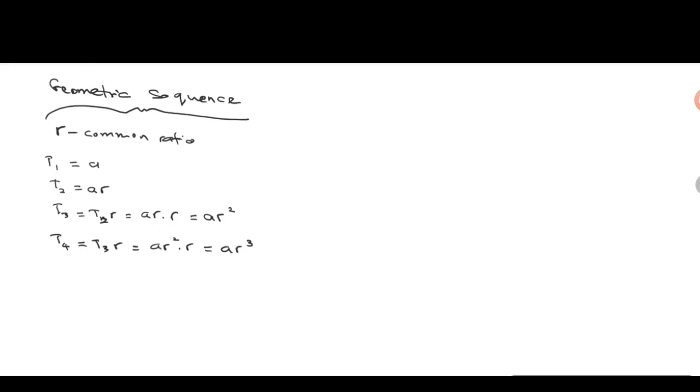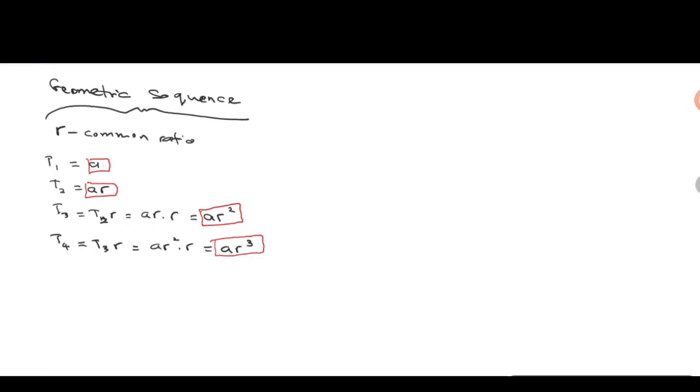Okay, as we can see here, in the first term we have a. The second term is ar. The third term is ar squared. And the fourth term is ar cubed. Let's look at the power of r in each term.